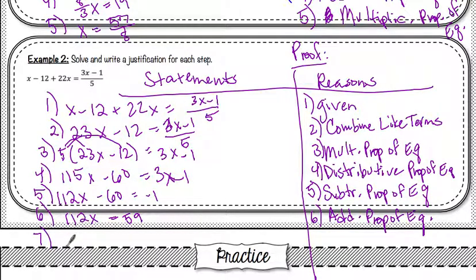Okay, and the last step here, we can divide by 112. So I get 59 over 112, which is division property of equality.